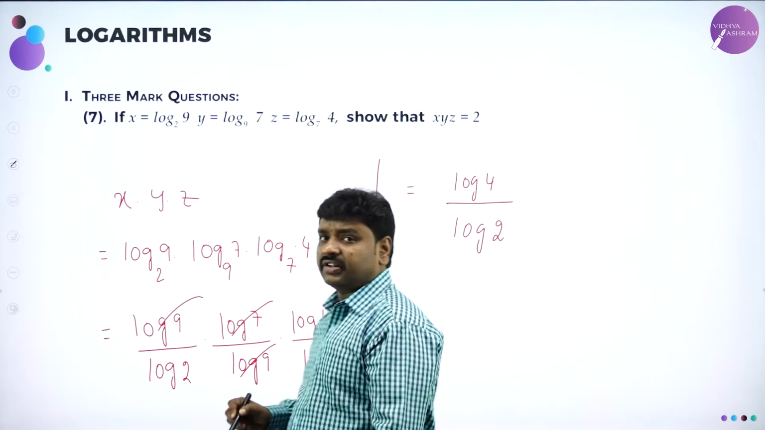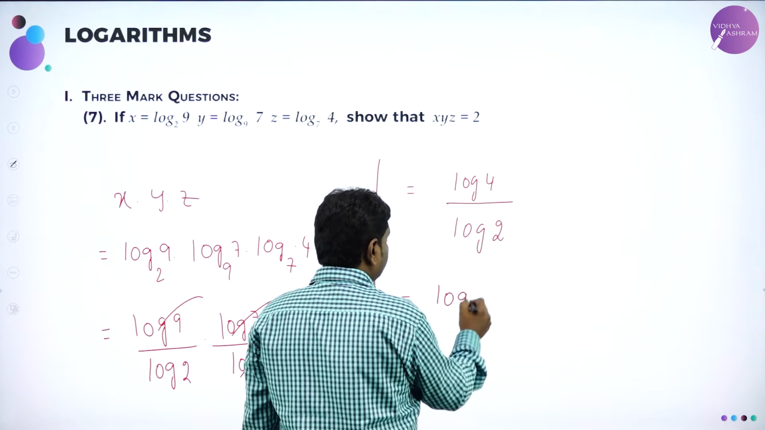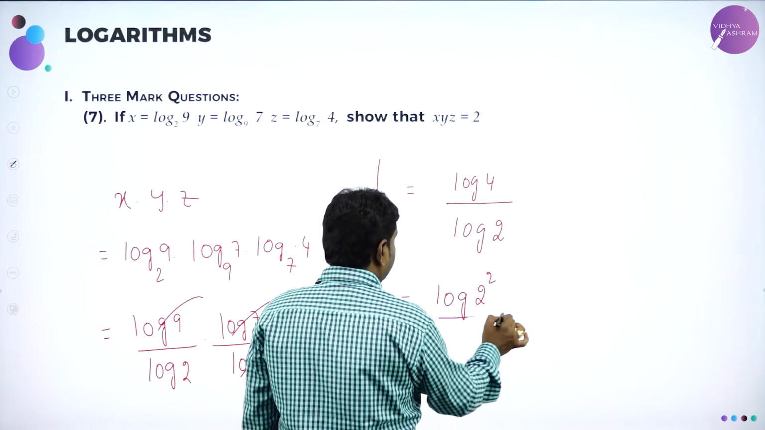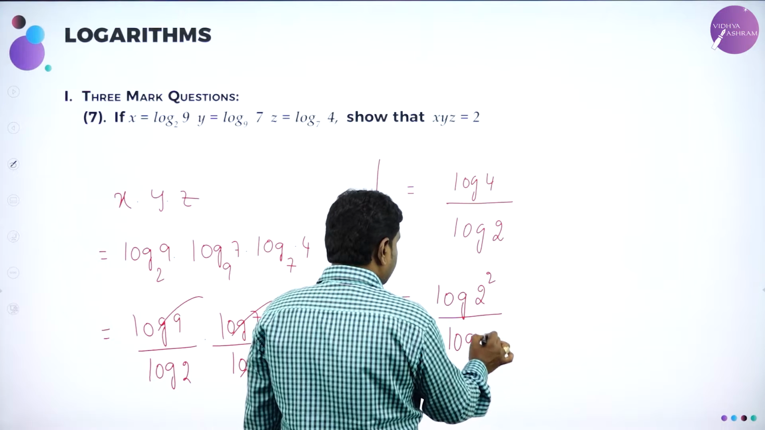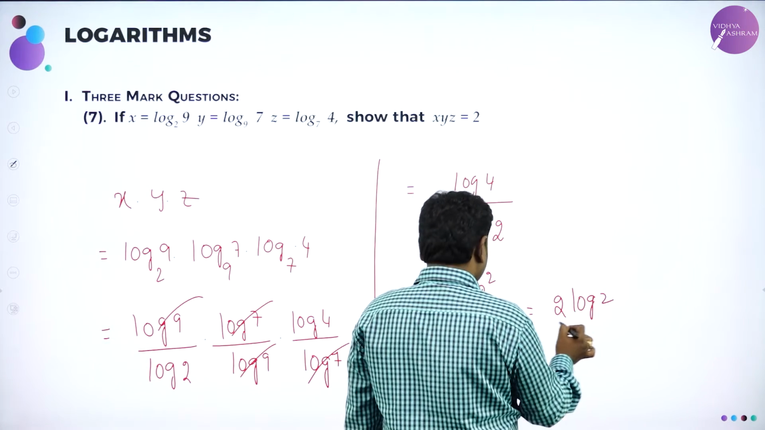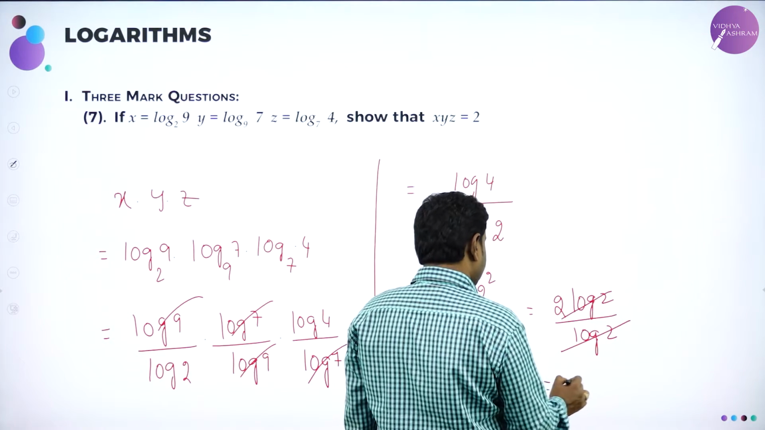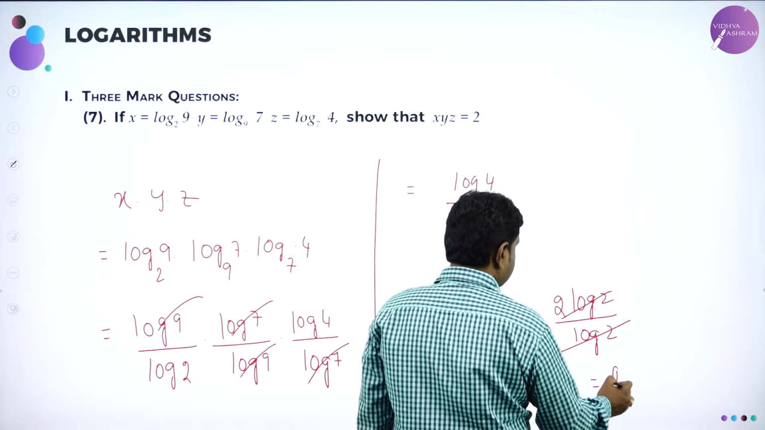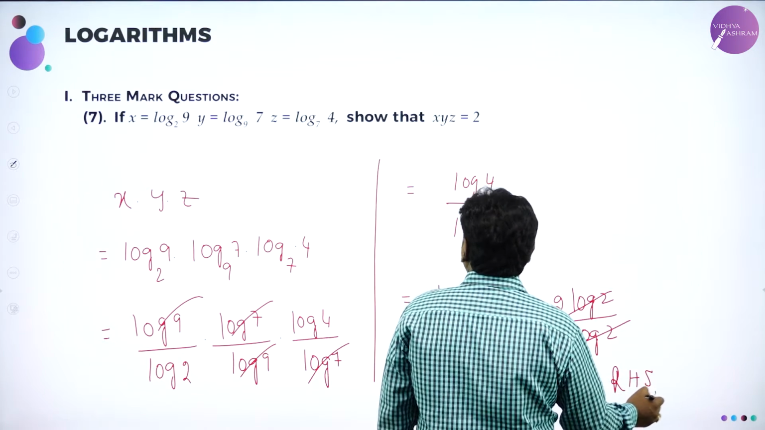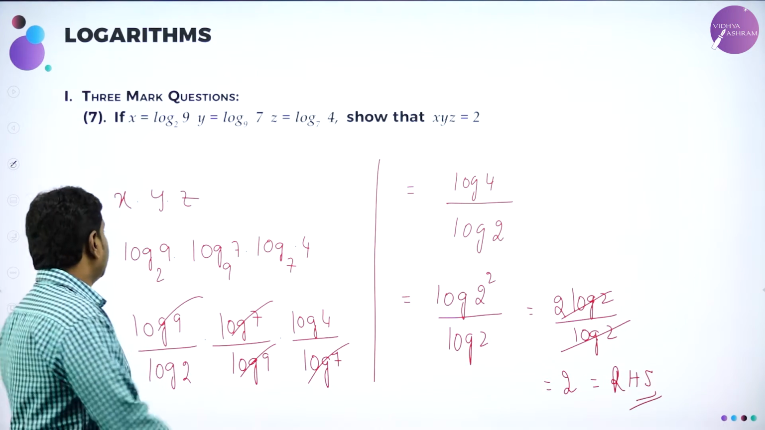So log 4 by log 2. Log 4 I can write as log 2 square divided by log 2. So you know log 2 square can be written as 2 log 2 divided by log 2. So log 2 cancels, we'll get 2. That is the RHS. So they want you to prove, we proved this. x into y into z is equal to what we got? 2.